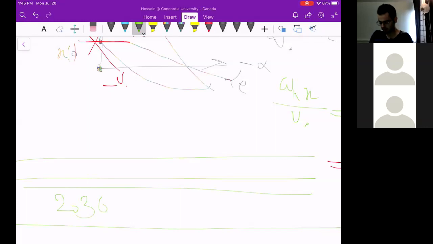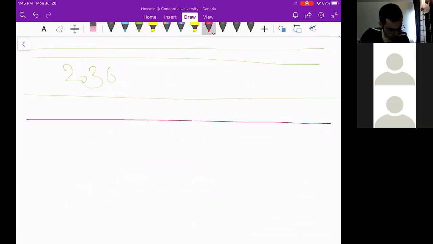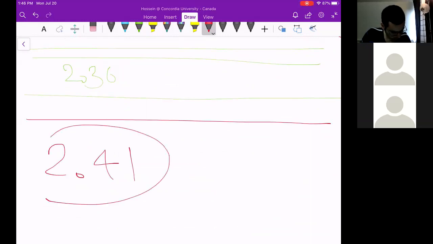Let me find a problem for deriving equation of motion. Generally, you will be asked one question in the exam to find the equation of motion, either using Newton's law or effective mass or effective stiffness. For example, 2.32 or 2.41. So for example, 2.41 equation of motion.